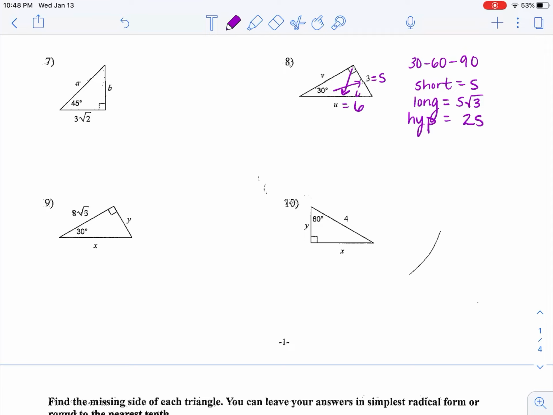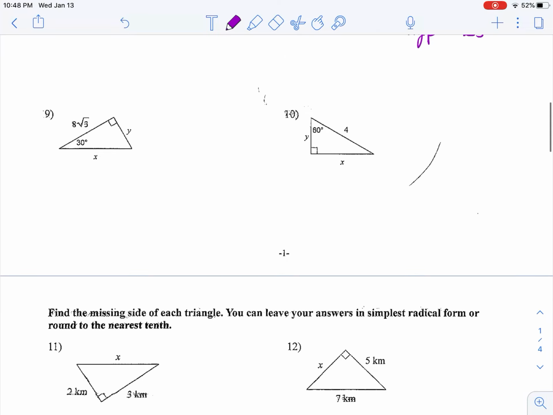And then across from the 60-degree angle, which they didn't show, but again, I know triangles make 180, so I know it's there. That across from the 60-degree angle is side V. And again, that's my long leg. My long leg's always across from my 60. So that will be my short leg, which is 3 times root 3. All right, so that's how you do 30, 60, 90s.